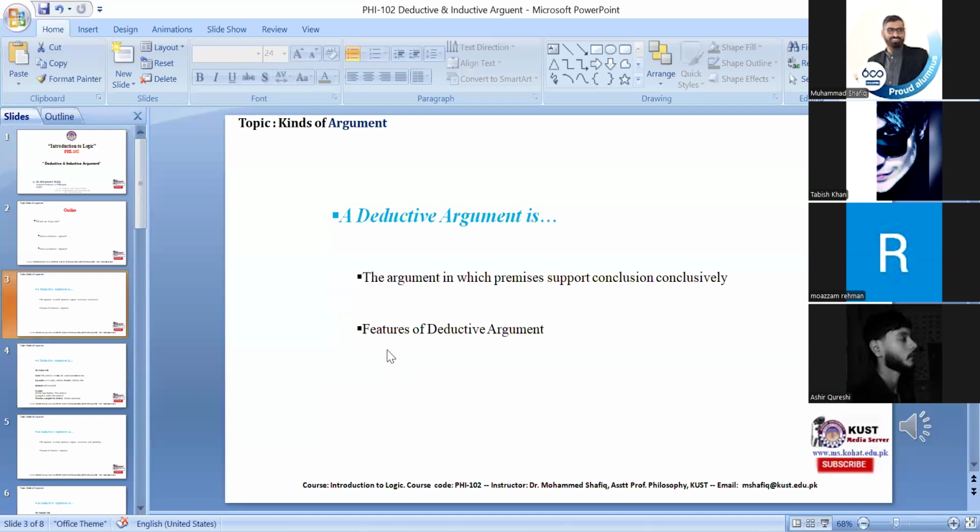For example, as I said, all birds have wings. Crow is a bird, therefore crow has wings. Now, if you see, we started from a general principle that all birds have wings, and the conclusion is particular. It talks about only crows, a kind of birds. So the second feature of deductive argument is that it always starts from the general propositions and moves to particular.